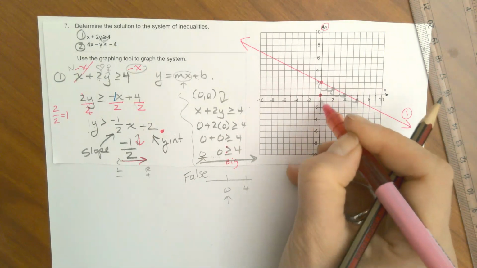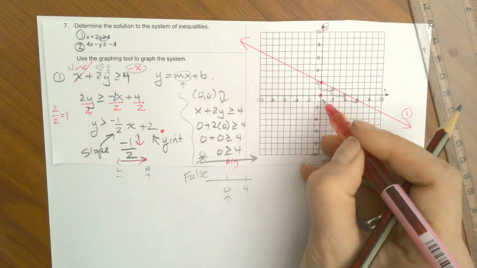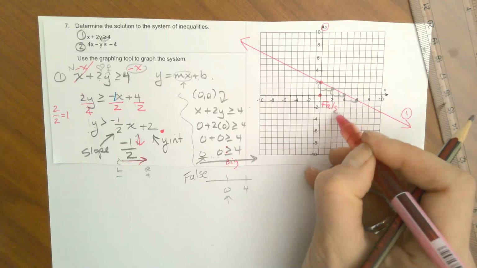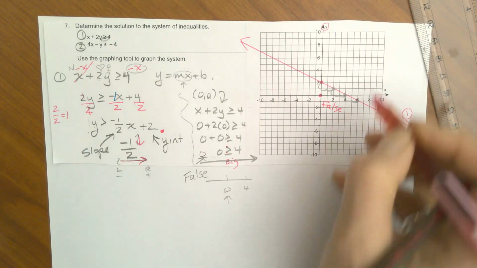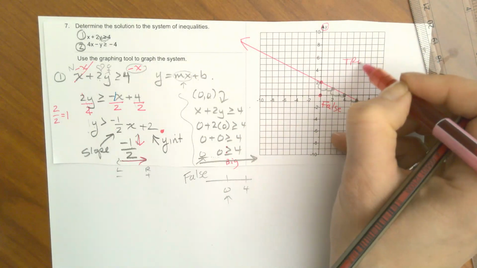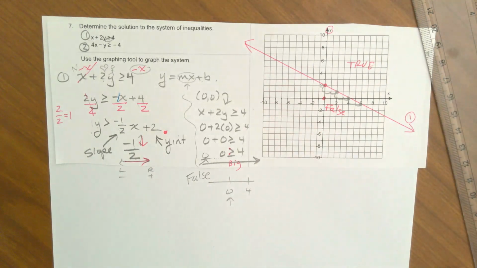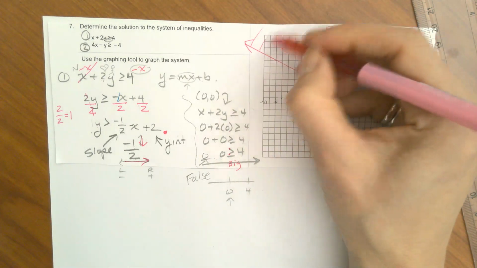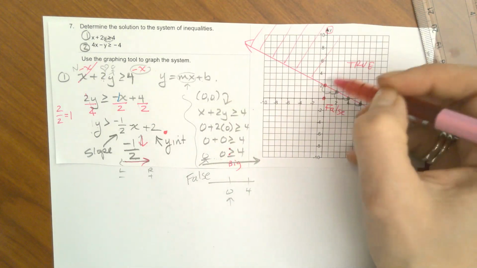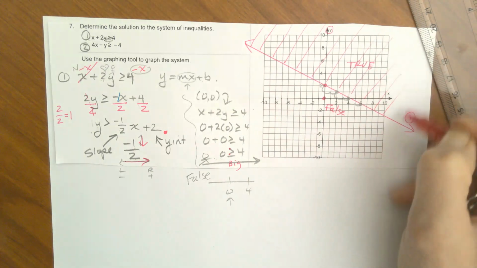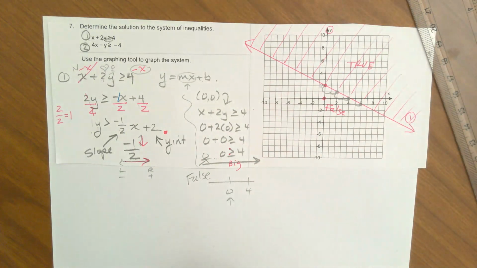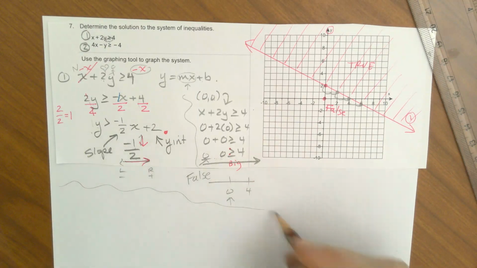So that means when I take this point and substitute it into that inequality, it's false. That means all these points are false and all these points are true. So what side should I color? True or false? Yeah, we always color the true side. So let's make lots of nice lines. There, I color that side. Let's do the next one. Number 2.